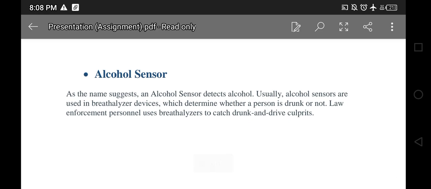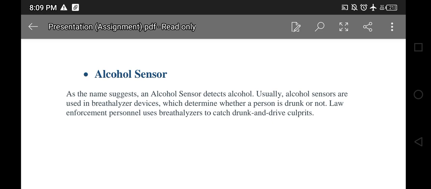As the name suggests, it would detect alcohol. Usually these alcohol sensors are used in breathalyzer devices, which determine whether a person is drunk or not. Something that you probably didn't know yet is how we see if someone is drunk or not, because there are certain people who, after drinking a lot of alcohol and after a certain amount of time, don't necessarily show the signs that a drunk person usually does.